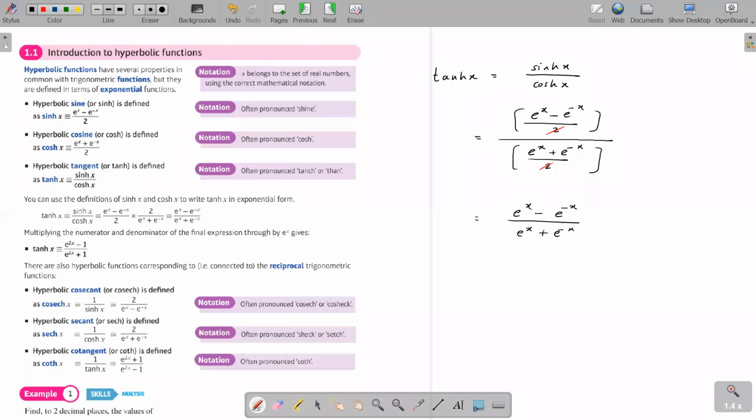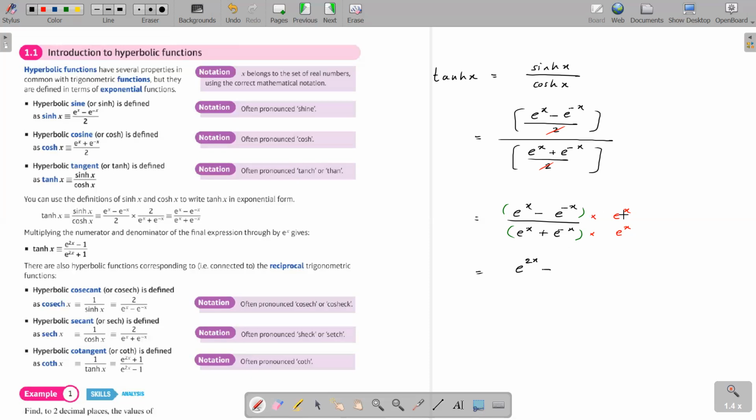We can simplify this a little bit more. I'm going to take this particular expression and multiply the numerator and denominator by e to the power x. This is just an attempt at simplification. So I'm going to simplify both up and down, multiplying by e to the power x. What happens here? e to the power x times e to the power x is e to the power 2x, right? The powers add.